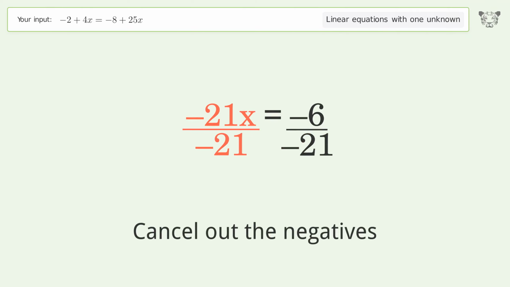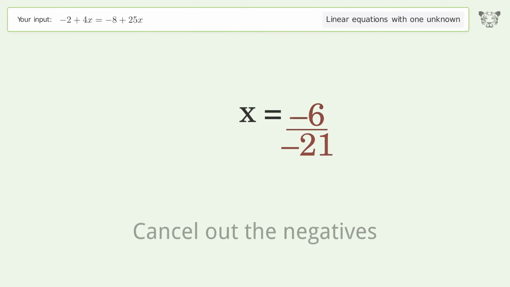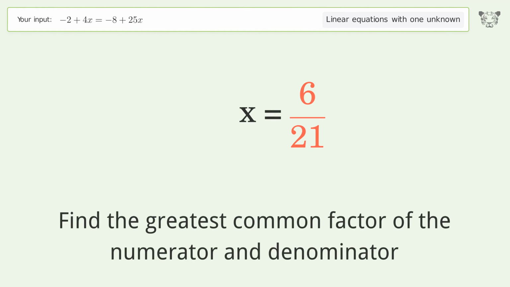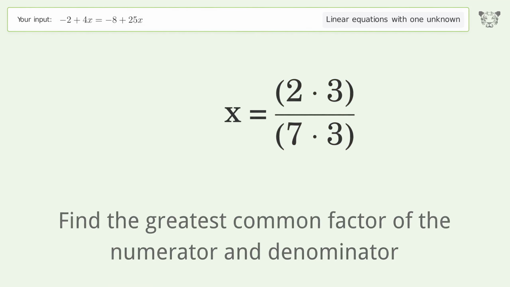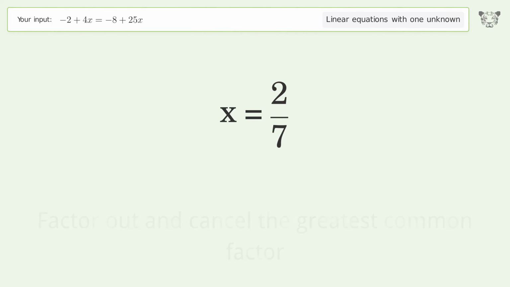Cancel out the negatives. Simplify the fraction. Cancel out the negatives. Find the greatest common factor of the numerator and denominator. Factor out and cancel the greatest common factor. And so the final result is x equals 2/7.